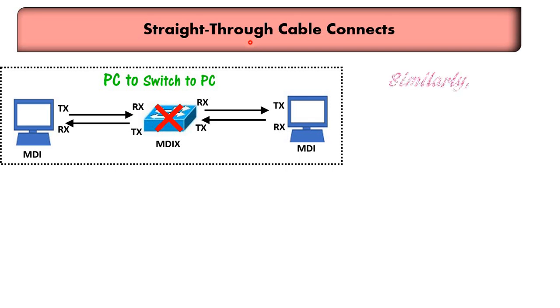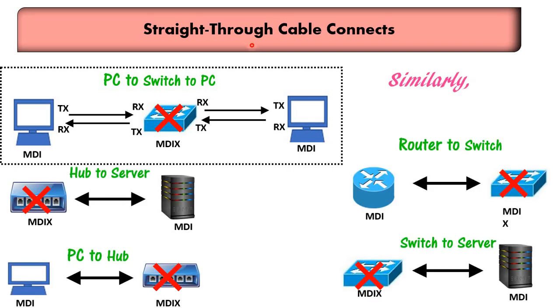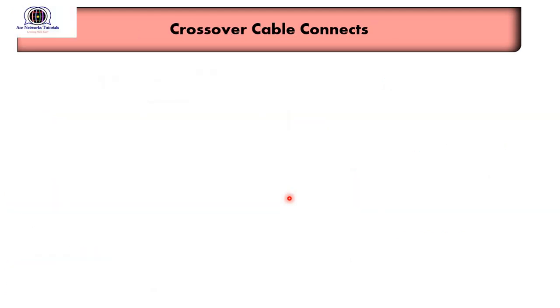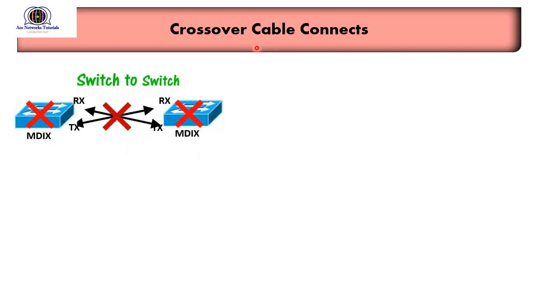Similarly, router to switch, hub to server, PC to hub, switch to server. Moving further, both MDI to MDI and MDIX to MDIX connections use crossover twisted pair cabling. Switch to switch. What then happens if we have two switches connected?